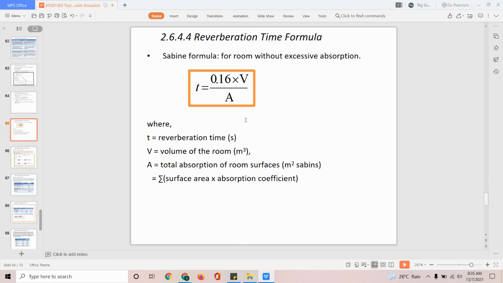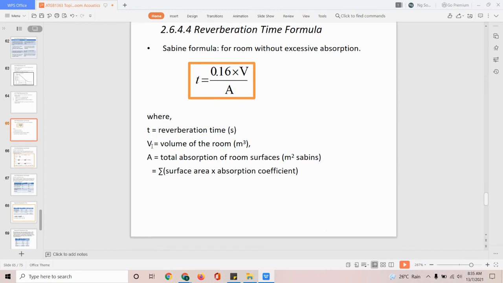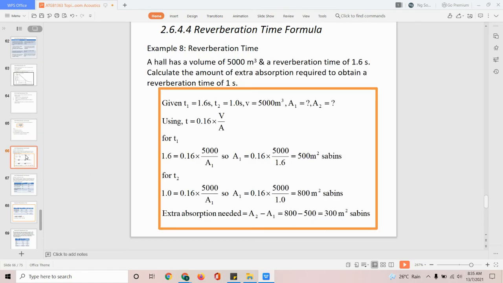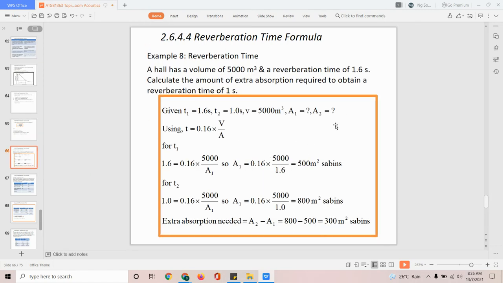You are given this formula, which you don't have to memorize. I'll give it to you in a formula sheet, where T is the reverberation time that you want in a room, and you have the constant 0.16 multiplied by your volume divided by your area. To make use of this formula, we have Example 8.